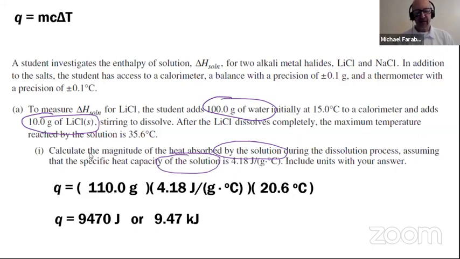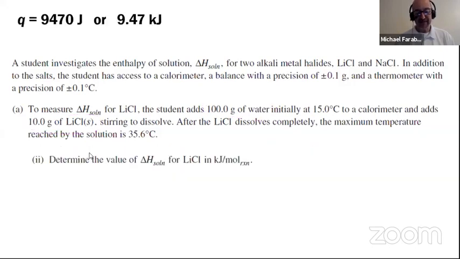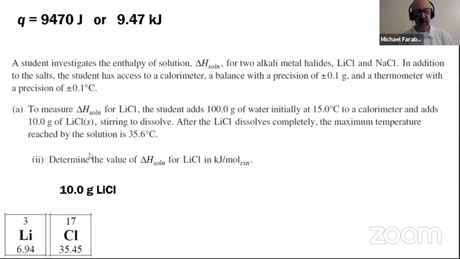And you could write that as either 9,470 joules or 9.47 kilojoules, because they didn't give you a specific unit. They just said calculate the magnitude of heat. No sign is important right now, but now the sign is important. So we're going to have to figure out the number of moles because it's kilojoules per mole. And since 10 grams of lithium chloride, let's go ahead and add up. Lithium chloride would be 6.94 plus 35.45. 42.39 is the molar mass of lithium chloride.